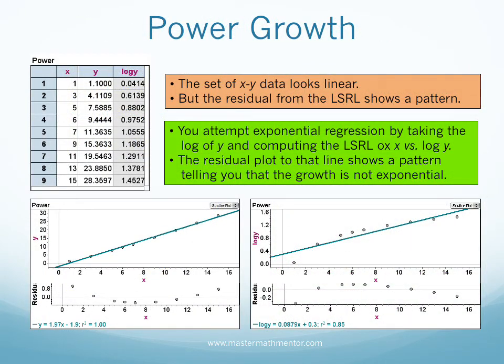The example shows data in the form of x versus y. When you plot it, it looks linear. You find the least squares regression line and find that it has an R of 1. However, you know by now that can be misleading, and you examine a residual plot. Sure enough, you notice a pattern to the residuals. So, you check out exponential regression. You compute the log of y and create the least squares regression line for x versus the log of y. However, this does not look linear, and when you create a residual plot, you find a pattern to the residuals. This is an indication that the original data is not exponential as well as not linear.